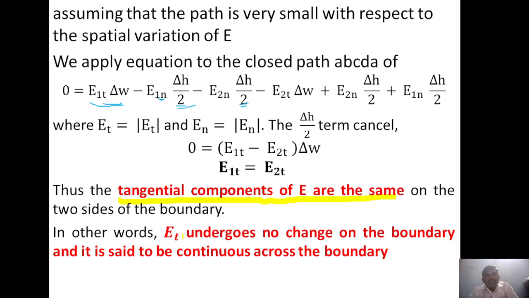That means the tangential component of the electric field has no change on the boundary. It is said to be continuous across the boundary. So it's boundary condition number 1. It will be continuous across the boundary, or it does not have any change while crossing the boundary. So the tangential components will be the same.